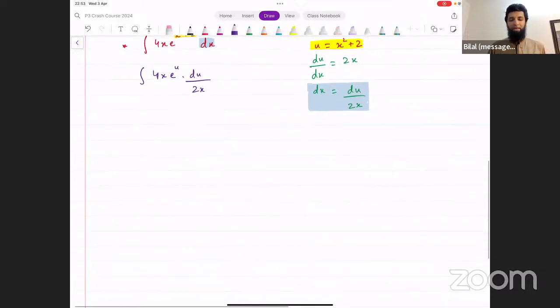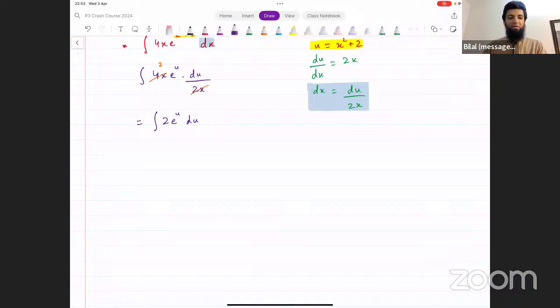All right. And now you see if some cancellation happens. So in this case, 2x and 4x, they get cancelled. You're left with 2 here. And this simplifies to 2e raised to the power u with respect to u. That's a simple integral that you get.